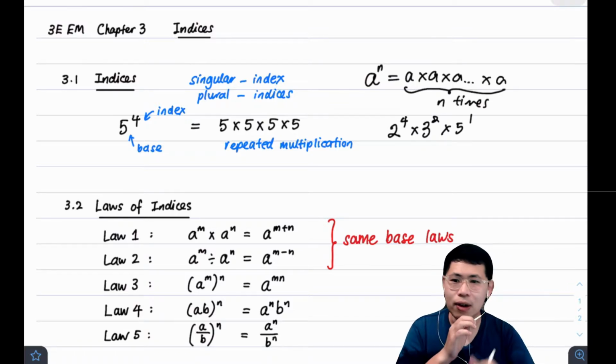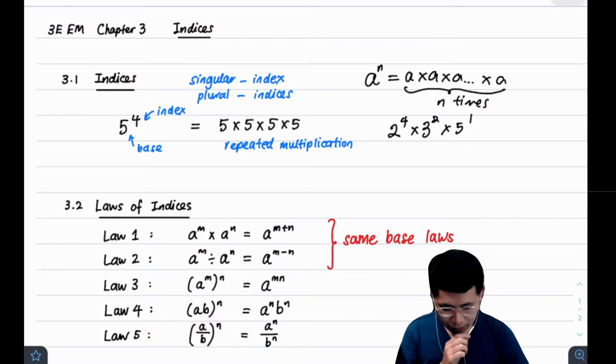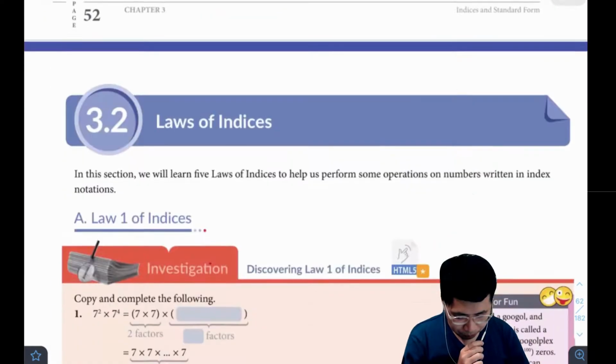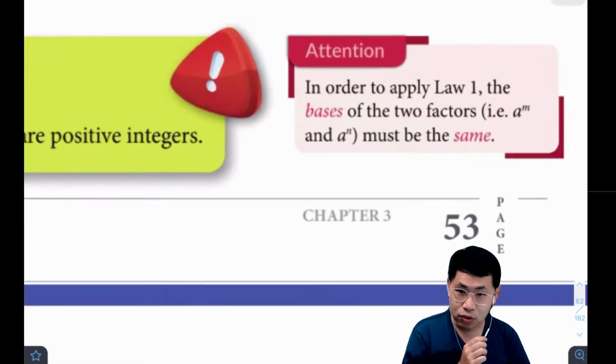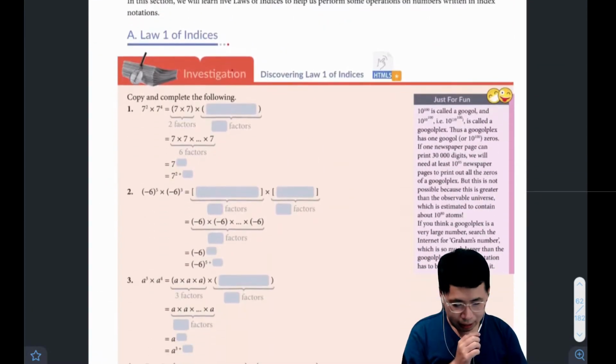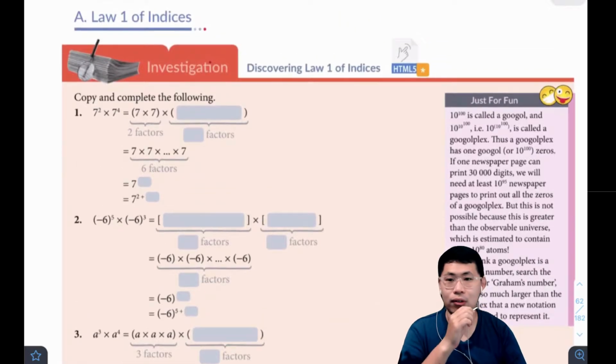Okay, now let's take a look at why we do this. Without further ado, it will be good to flip to your textbook, all the way to page 53, and we are going to look at the investigation part of our laws of indices.